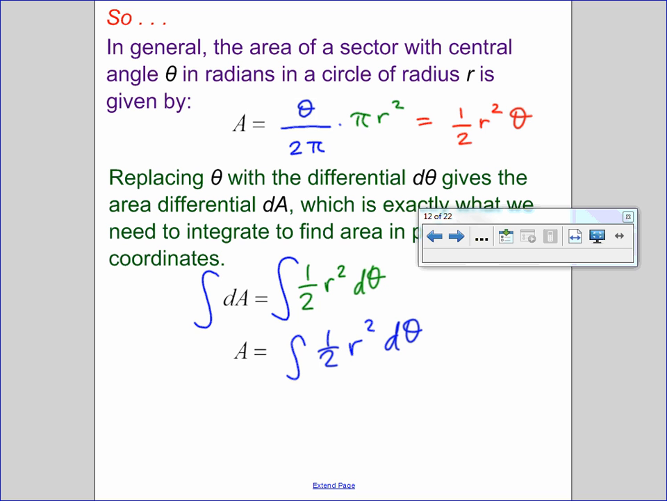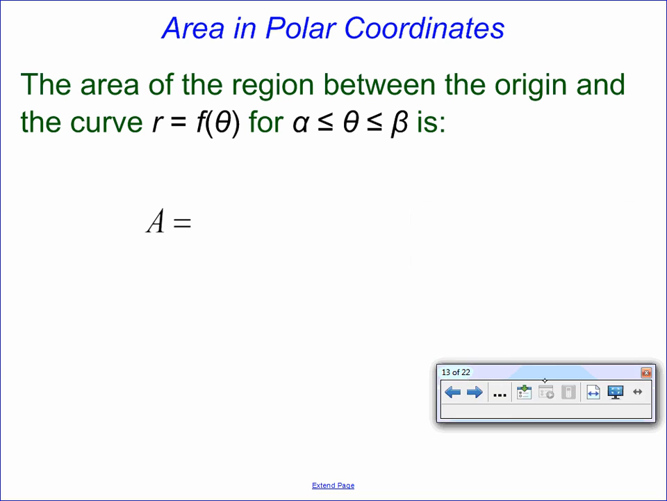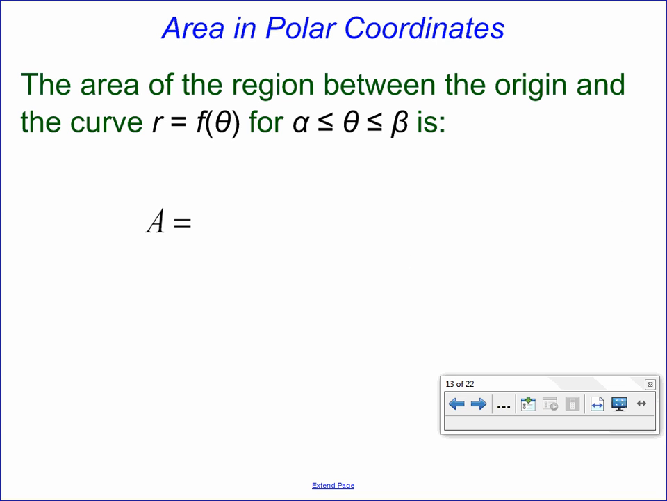Let's go ahead and see if we can apply this. So 1/2 r squared is our basic integrator now, right? All right, so the area in polar coordinates. The area of the region between the origin and the curve r equals f of theta, for theta between alpha and beta, is given by the integral from alpha, the lower limit, to beta, the upper limit, of 1/2 r squared d theta, where r is f of theta.